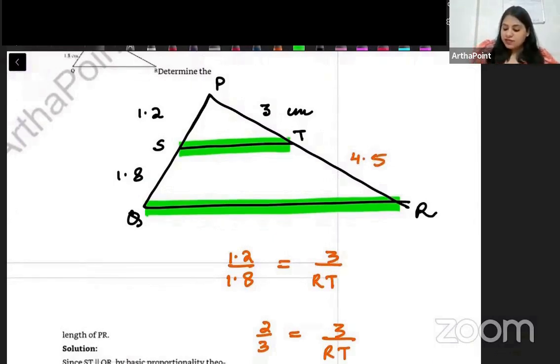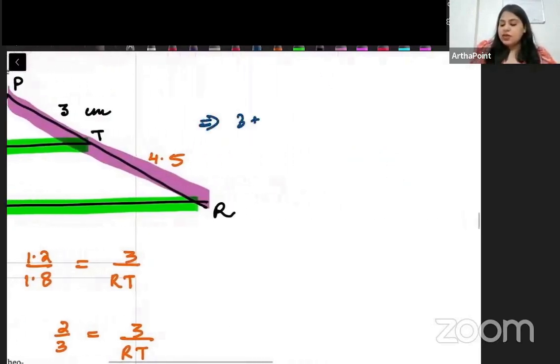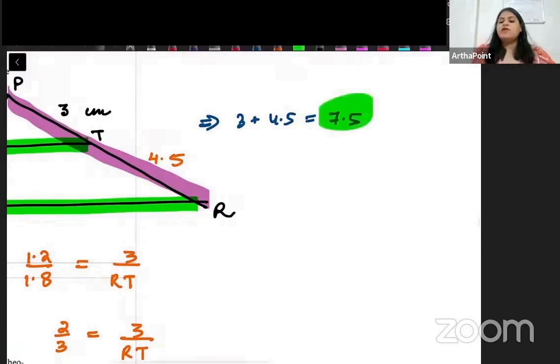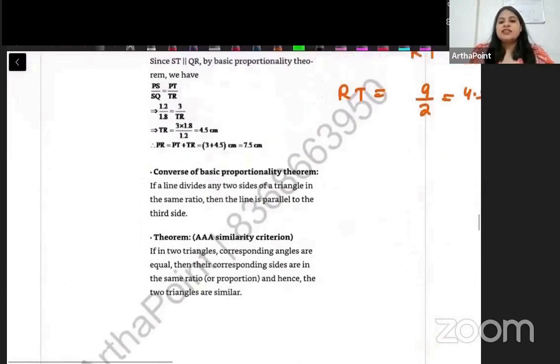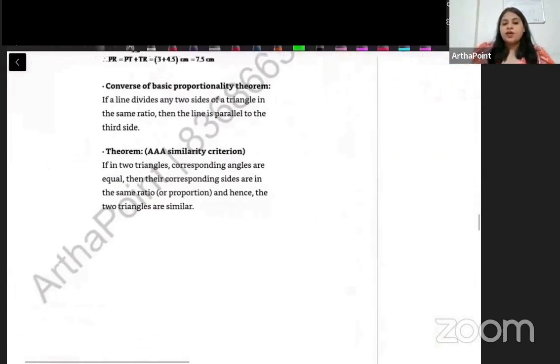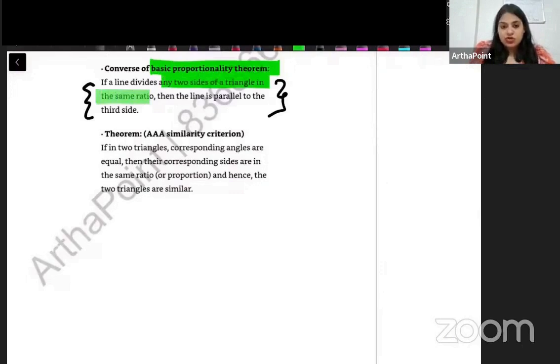Now the question is asking find the length of PR. So PR is this beta. So what will be PR? PR will be 3 plus 4.5, which will be 7.5. So PR will be 7.5. That's the answer to your question. Okay. Converse of the basic proportionality theorem. If a line divides two sides of a triangle in the same ratio, then the line is said to be parallel to the third side.